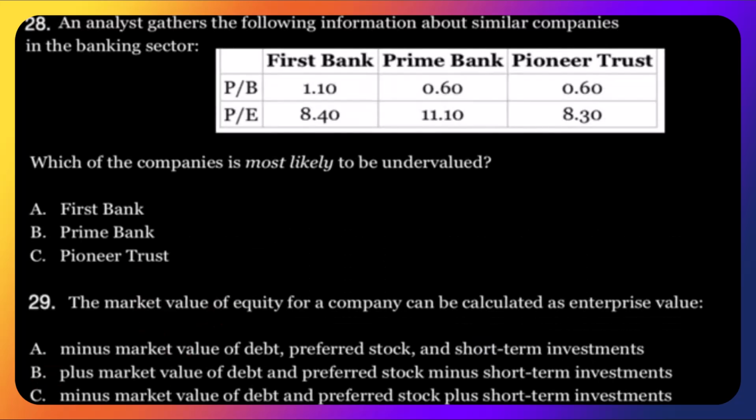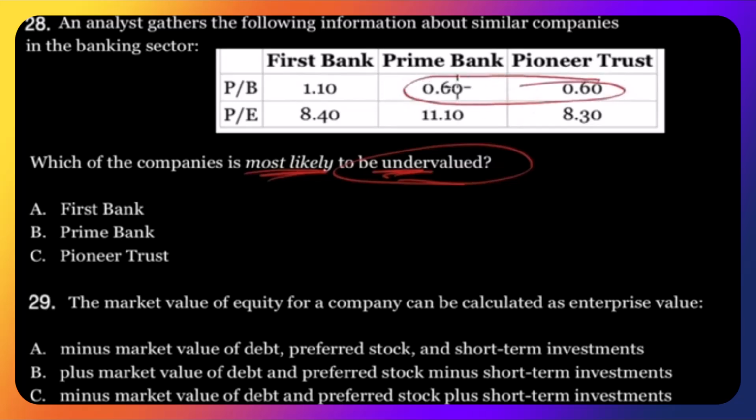An analyst gathers the following information about similar companies in the banking sector. First Bank, Prime Bank, Pioneer Trust, price to book, price to earnings. Which of the companies is most likely to be undervalued? So we're looking for undervalued. Well, let's look at price to book. First Bank is selling at 1.1 times its book. Prime Bank is only selling at 0.6 times, and Pioneer Trust is 0.6. So on price to book, for undervalued, it's a tie between these two.